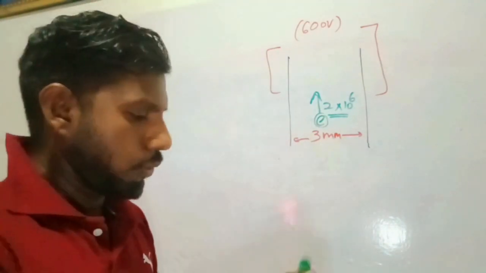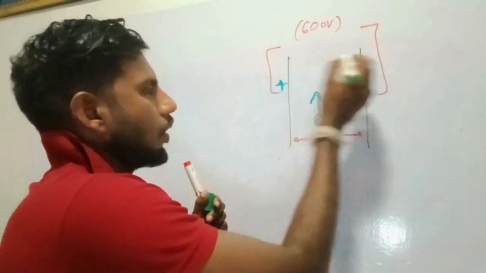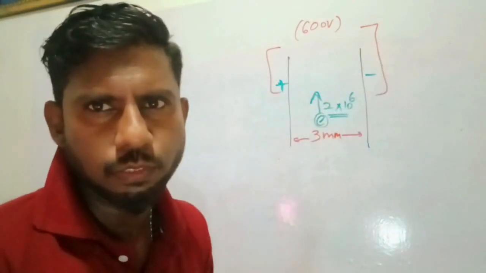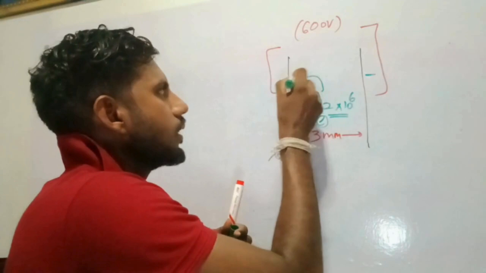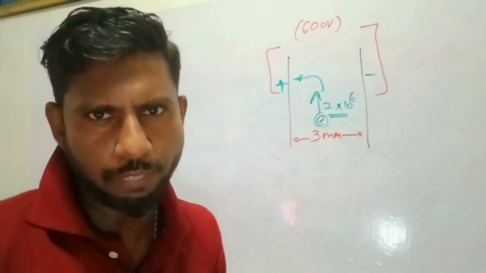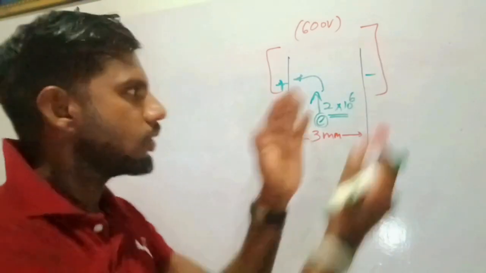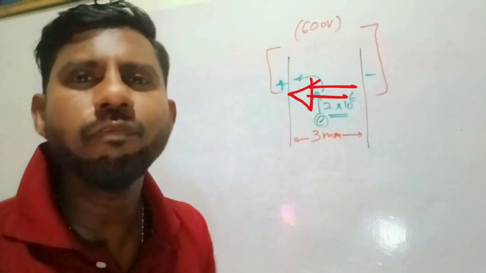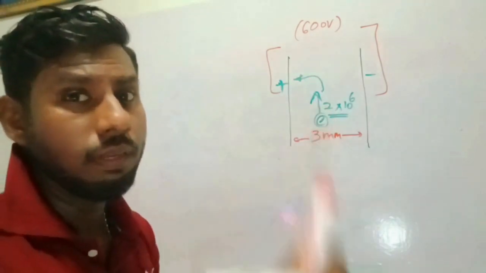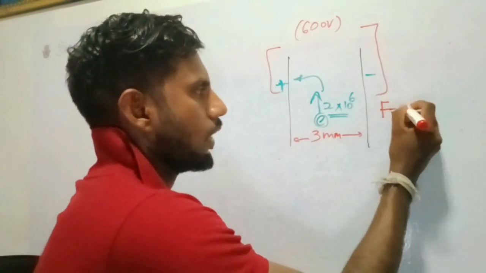Basically what happens is, let's say here we have the positive plate, here we have the negative plate. Normally the electron will be attracted towards the positive terminal, so there will be an electric force in this direction. So how do you find the electric force? You should know the electric force equation, F equals EQ. Let's apply that equation here.